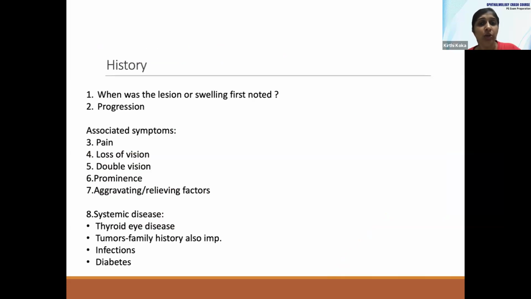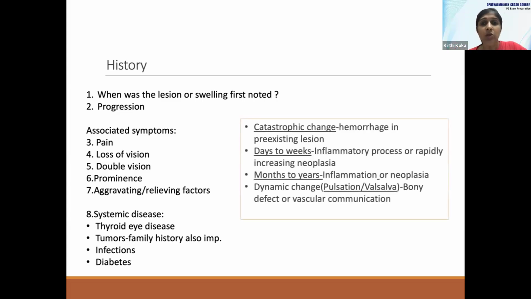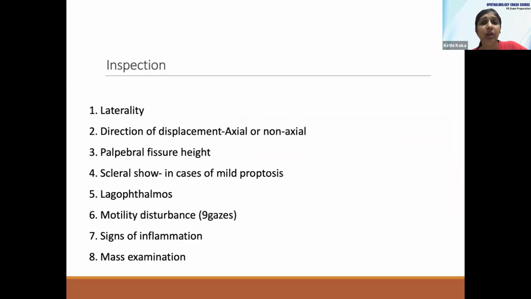So you're going to ask about when the lesion first started, how it progressed, any vision loss with the lesion, double vision, aggravating and relieving factors. Why aggravating? Suppose a person says it aggravates when I bend down, it is going to point towards a vascular malformation like a varix. Now, if a person gives you a history of diabetes, it is in favor of cellulitis; a history of thyroid systemic disease is more in favor of thyroid eye disease. So all these are very important things that you need to ask a person.